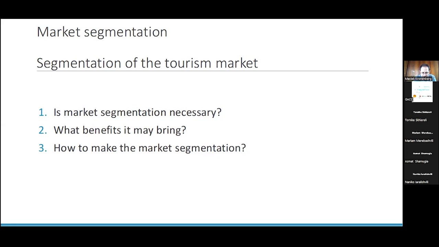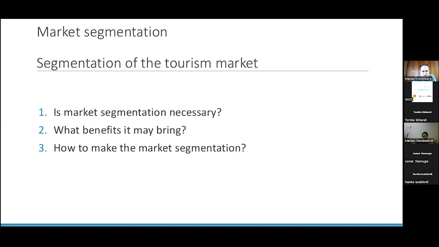But also getting the information about your product to the tourists that you find could be interested in your product. Besides, with market segmentation, you get better promotion. You can direct the promotion to those tourists that would be interested in it. So, at least you assume that they will be interested in it.